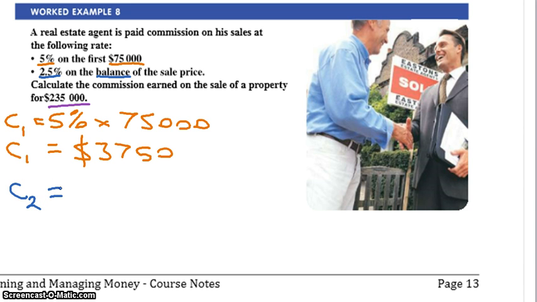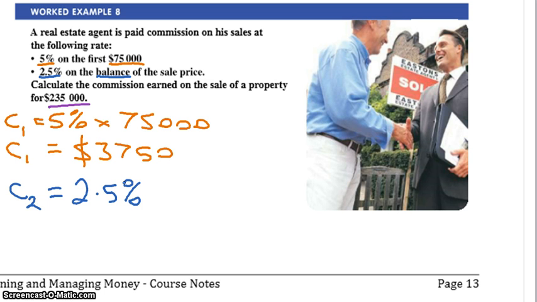Okay, so what do we do? Do you do 2% of the 3,000? Close. It's 2.5% to start off with. Now, Dylan said 2.5% of 235,000. I'm going to say close but no cigar.